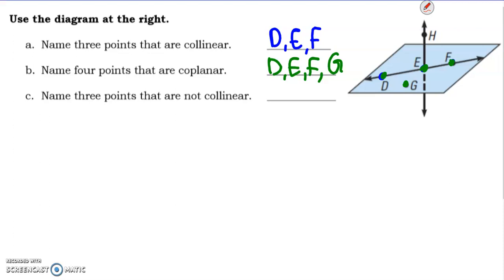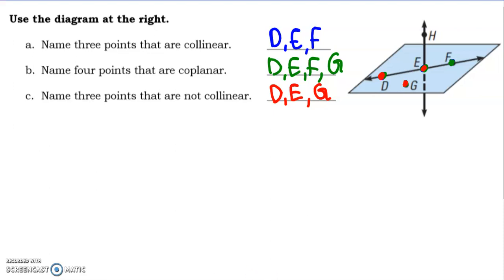Name 3 points that are not collinear, so not on the same line. D, E, and G are not on the same line. Yes, D and E are on the same line, but that's okay. D, E, and G are not collinear because those 3 together are not on the same line. There's multiple different answers you could give here. You could say H, E, and G are non-collinear, H, E, and F, D, E, and H, F, E, and H. So there's multiple different correct answers for this example.